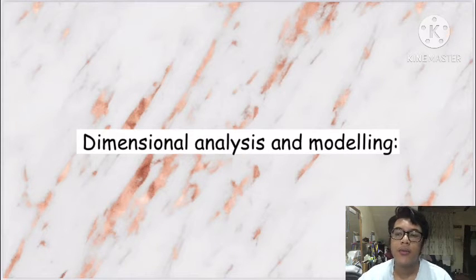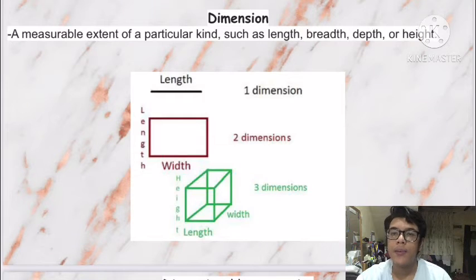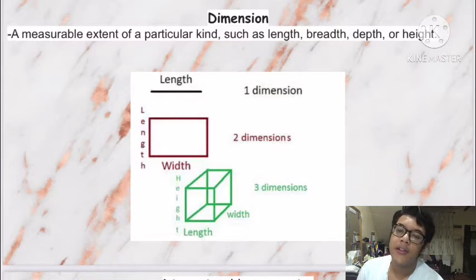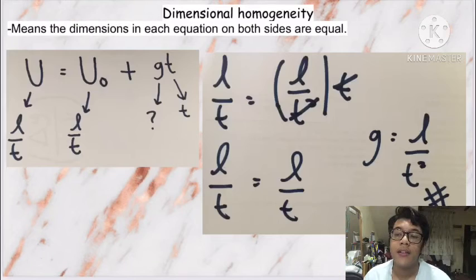Next, we will go into dimensional analysis and modeling. The first part of dimensional analysis and modeling is about the dimension. A dimension is a measurable extent of a particular kind, such as length, breadth, depth, or height. Next part is about dimensional homogeneity. Dimensional homogeneity means that the dimensions in each equation on both sides are equal.